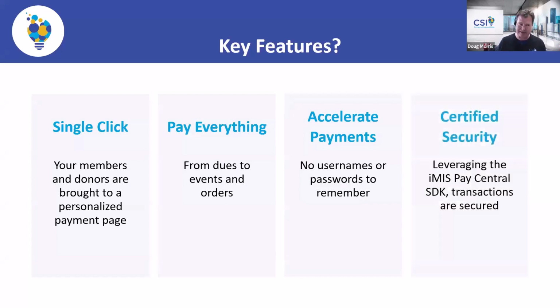But the best part, we're going to use iMIS's Pay Central SDK. That stands for Software Development Kit, okay? ASI has made this available where we're actually entering the payment using iMIS. You're not giving it to CSI. We never touch it. We never see it. You're actually using ASI just as if you were on iMIS and entering the transaction. So it's very secure. We're going to cover that again.